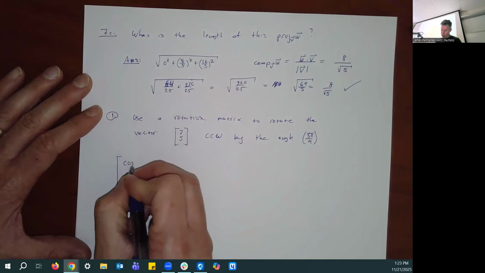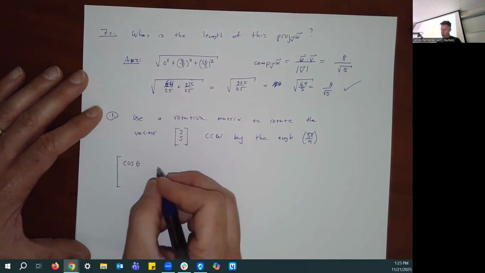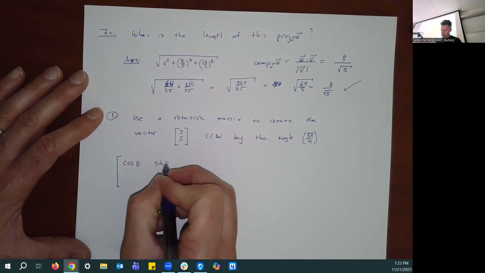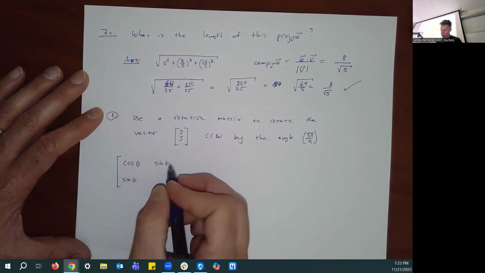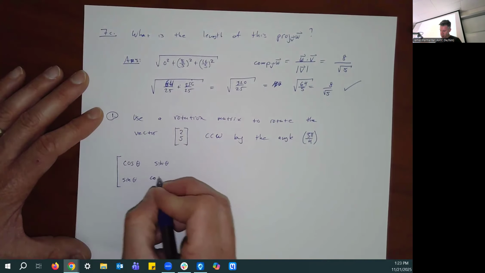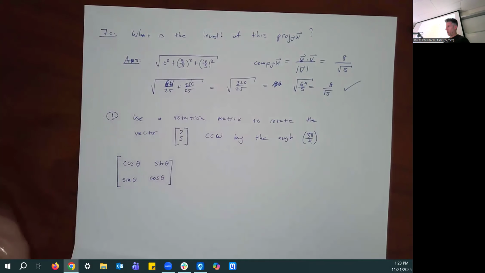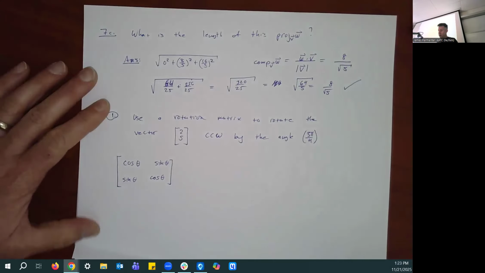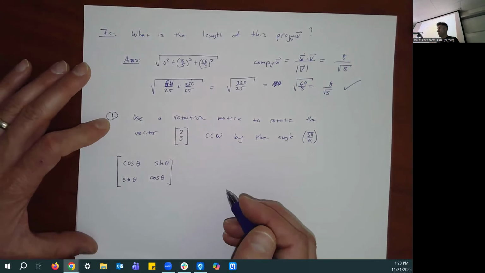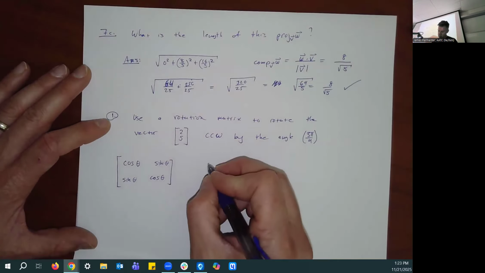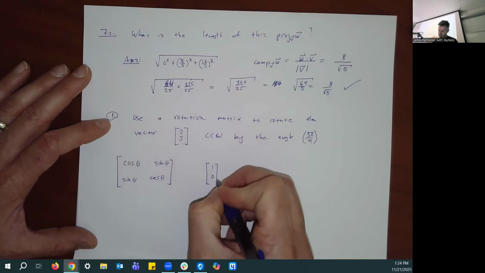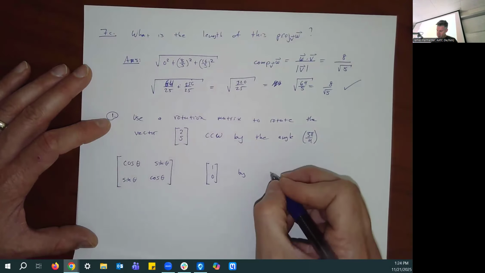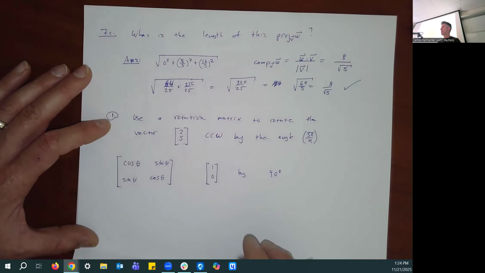It's cosine of the angle you want to use. And I don't remember if it's a positive sign here and a negative sign here, or a negative here and a positive there. But one of the signs is supposed to be negative. How could we figure it out? That's a good question. Here's what we should do. Let's answer a different question completely. Let's say we want to rotate the vector 1, 0 by 90 degrees.